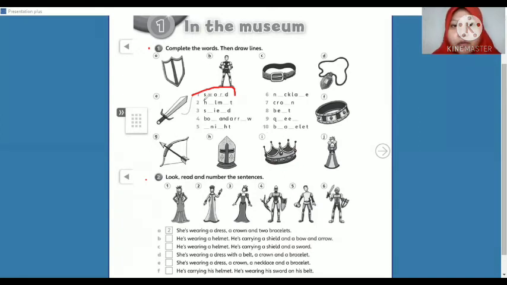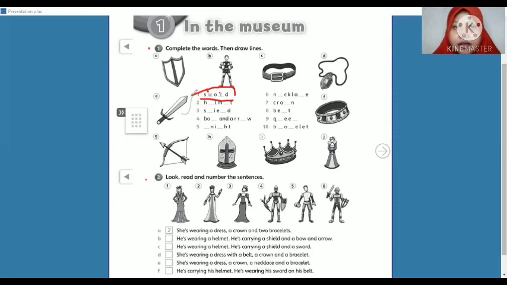For example, you see number one, there are some letters not here. So you should put some letters to complete this word. For example, number one, we add W and R to complete this word. Okay, see number two, there are two letters missing, so you should add some letters to complete this word. And after you complete this word it will make a new word. So you should match this word with the picture by drawing lines.